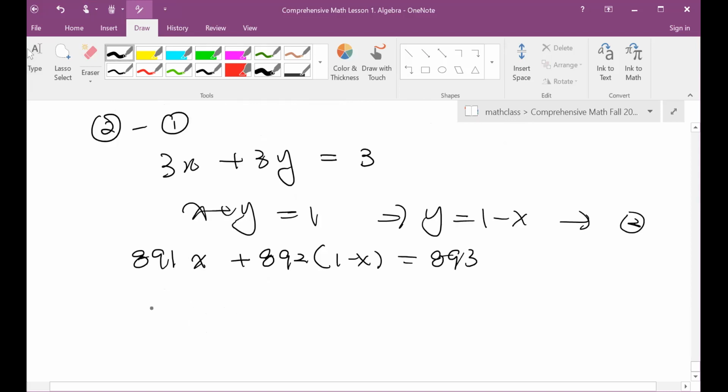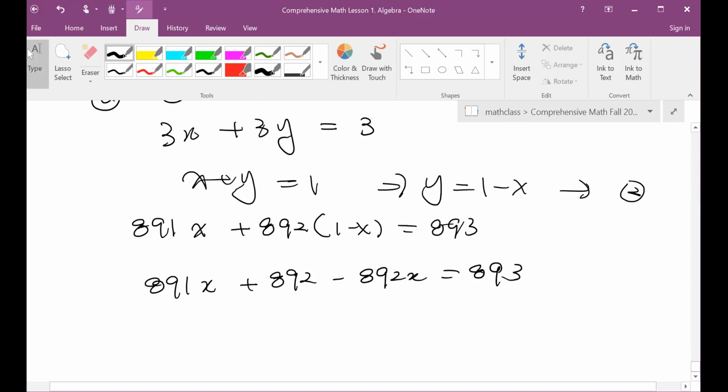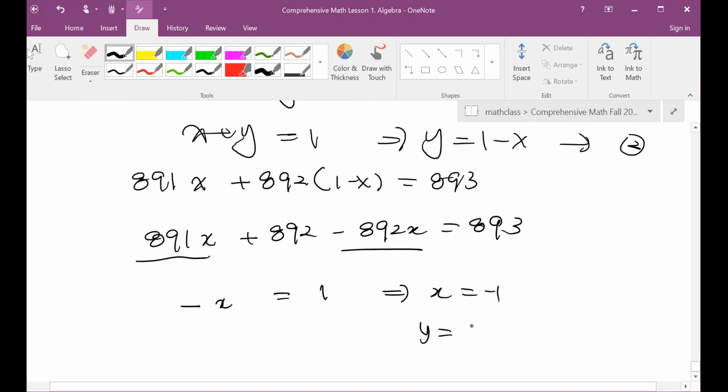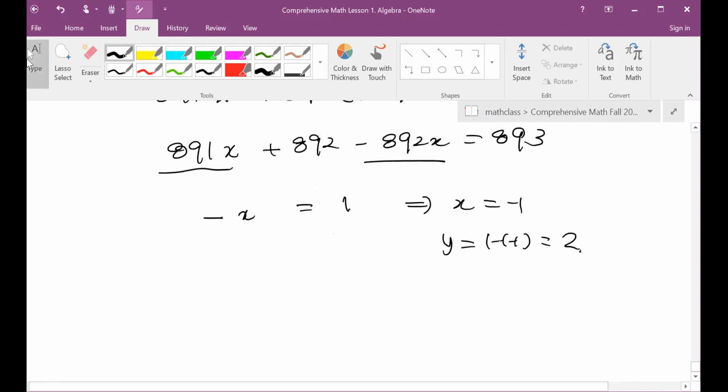Okay, so then you will get 891x plus 892 minus 892x equals 893. And I think the difference of those two will be negative x, and it's going to be 1 here, right? So that means x equals negative 1, and y is going to be 1 minus x, 1 minus negative 1, and that's 2. Okay, great. So you find x and y. Very simple integers.